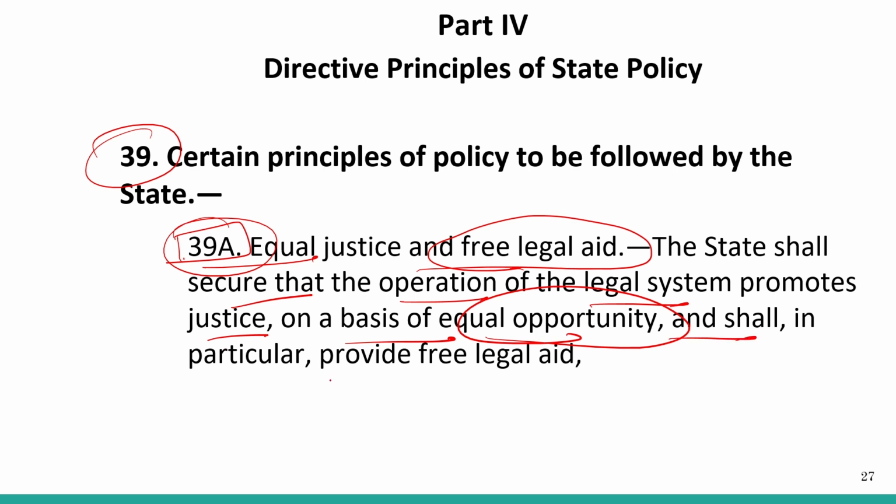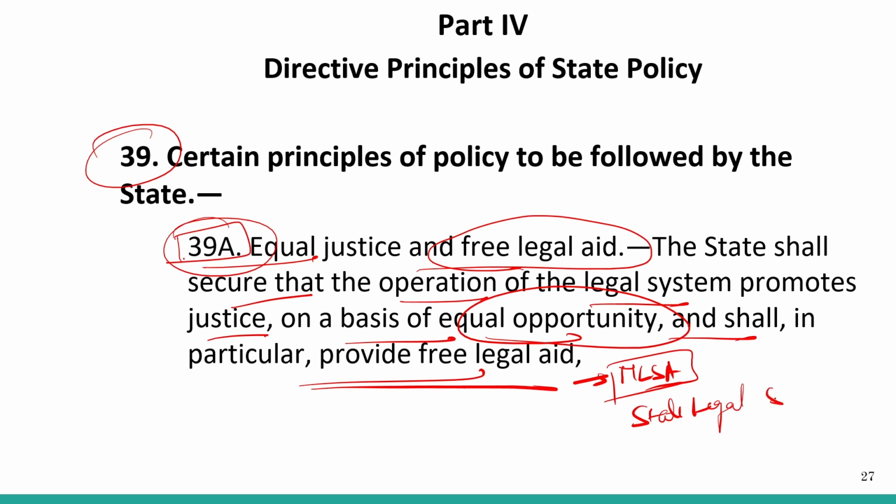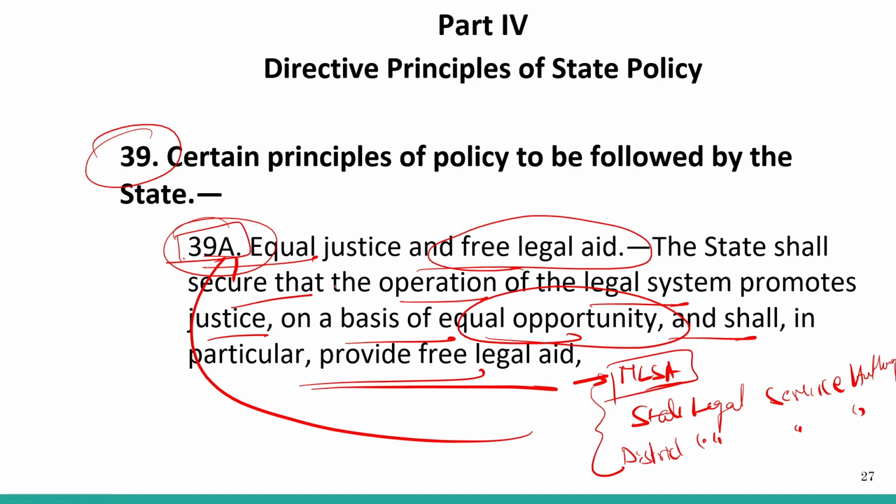So the government should make rules in such a manner that free legal aid should be provided to every citizen. And that is why you will find mention of the National Legal Services Authority, NALSA, and the State Legal Services Authority in every state. And then apart from that, you have the District Legal Services Authority in every district in order to ensure that equal justice and free legal aid be provided to every citizen.